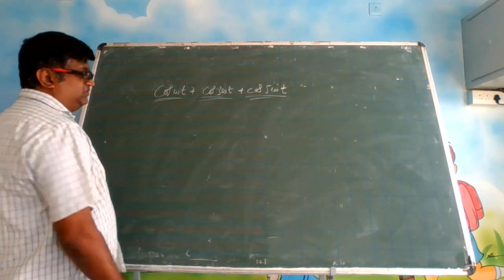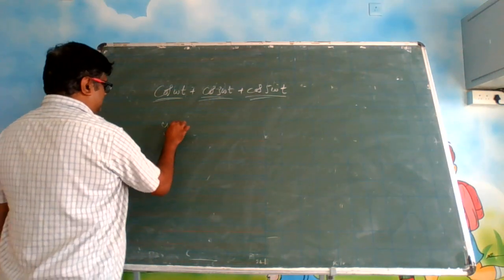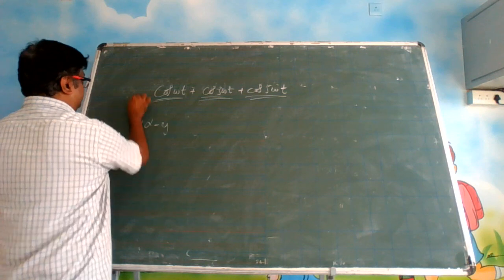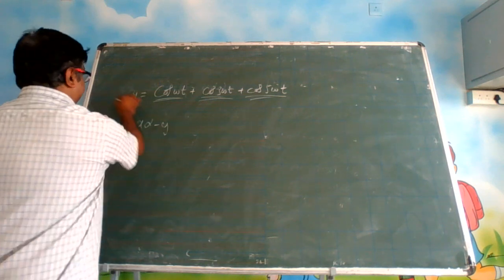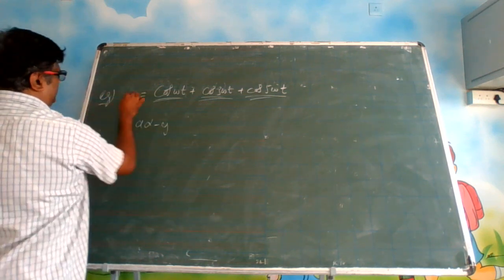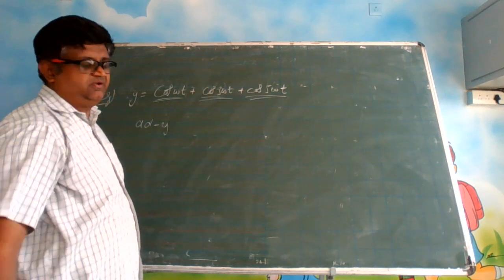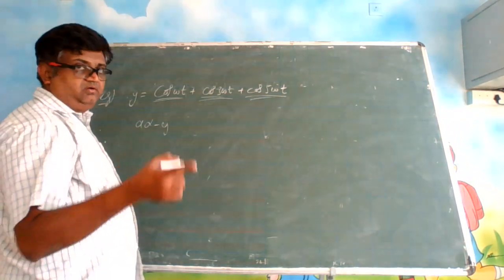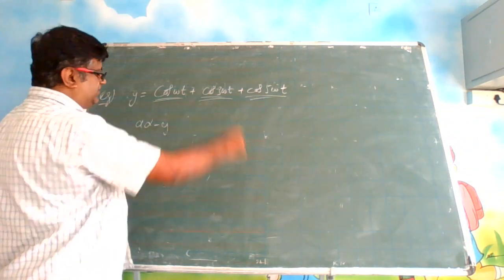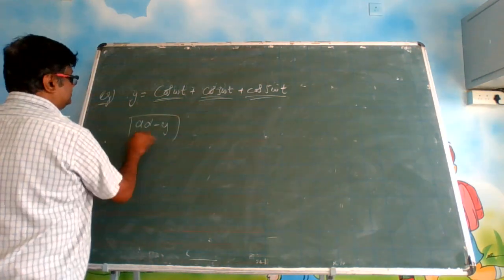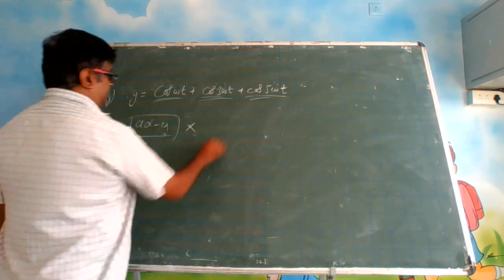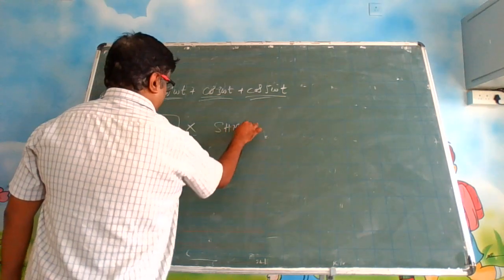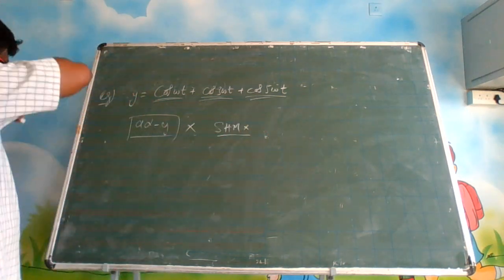No. The second condition is that a is proportional to minus x. Let us say I call this y. You differentiate, the way I told you, y dot, y double dot, you calculate that, and you will not get this condition in this case. So it is not a simple harmonic motion.